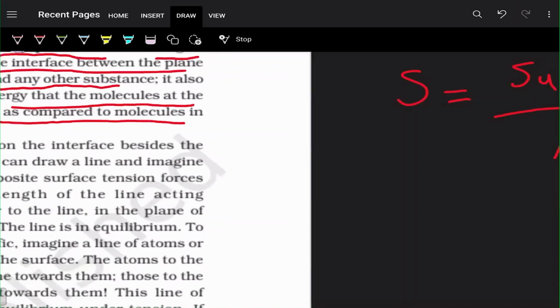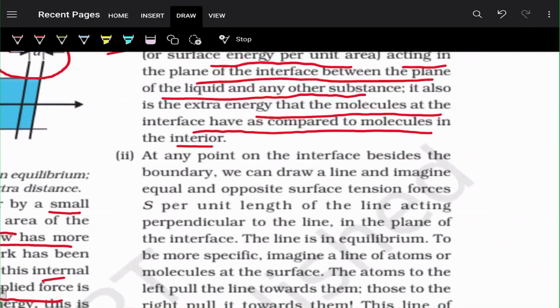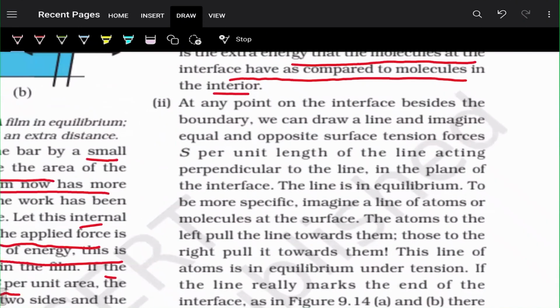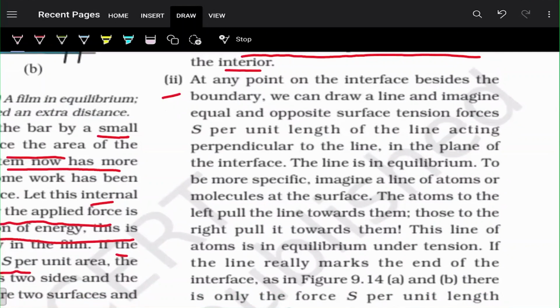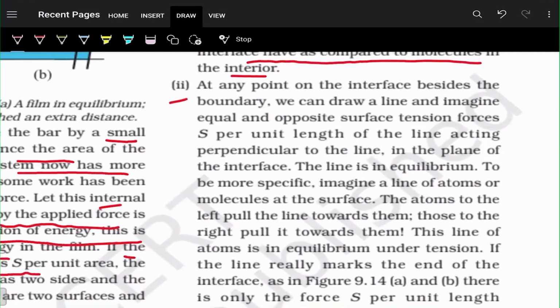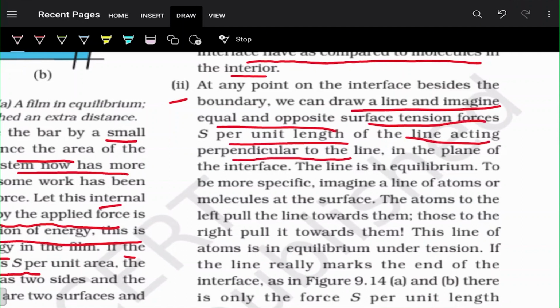Okay. See the second point. At any point on the interface besides the boundary, we can draw a line and imagine equal and opposite surface tension forces per unit length acting perpendicular to the line, correct? In the plane of the interface.